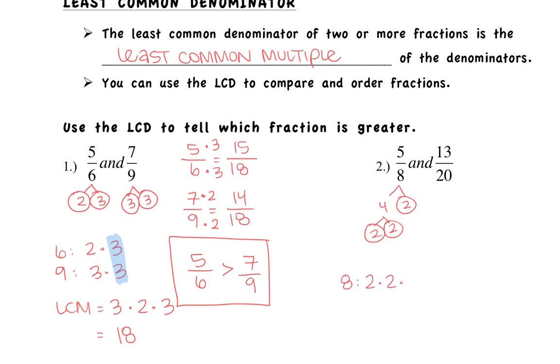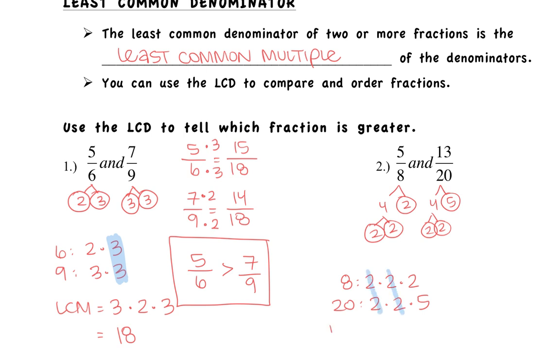So that's just 2 times 2 times 2. I can also break 20 down. And again, there's multiple ways to do that as we keep talking about. That's 2 times 2 times 5. Now I'm looking at what they have in common, which is they each have two 2's.